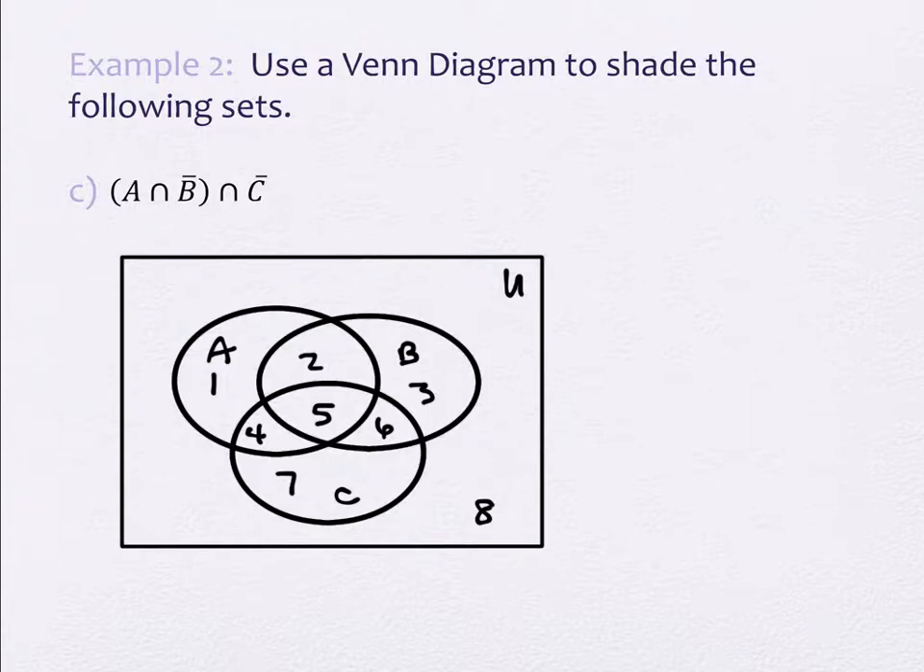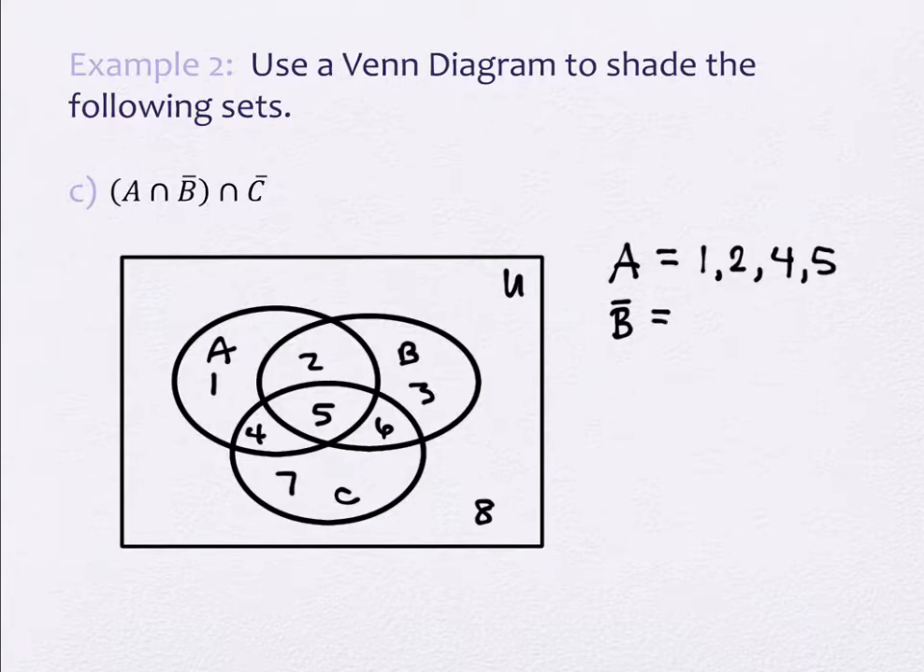All right, we're not working necessarily left to right. We're working inside the set of parentheses, which happens to be on the left here. But inside the parentheses, I have A, and I have B complement. So let's write down A first. What numbers are in A? 1, 2, 4, and 5.